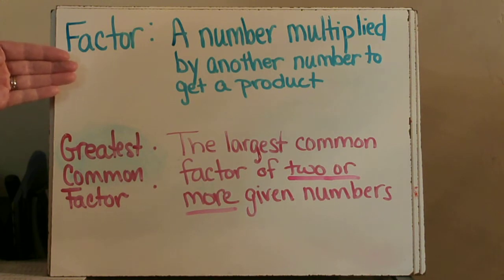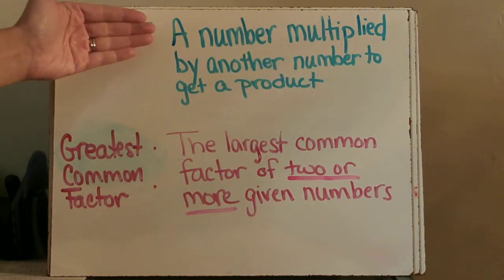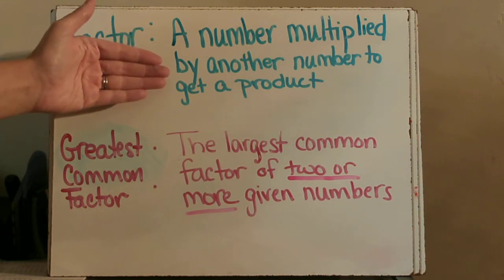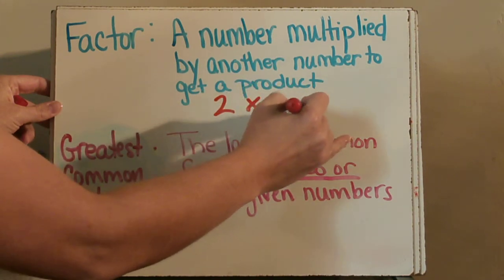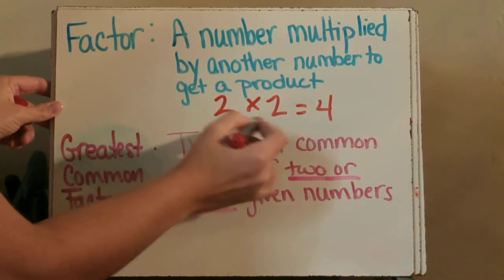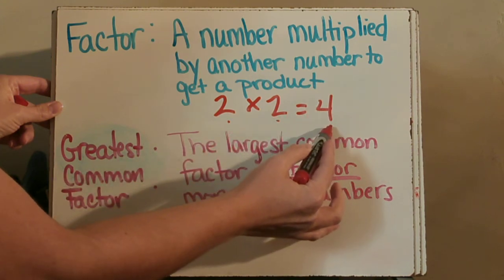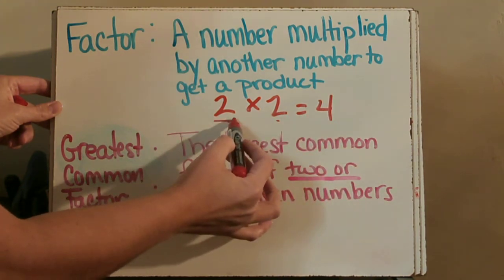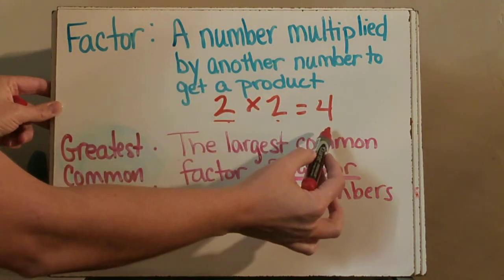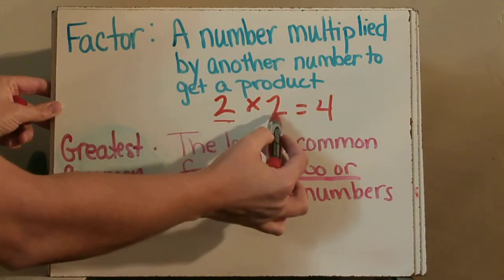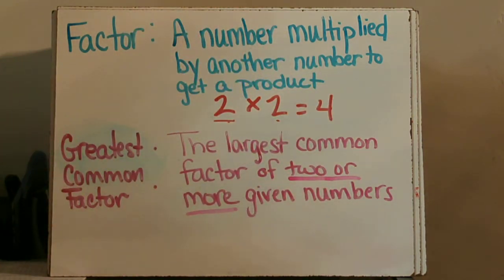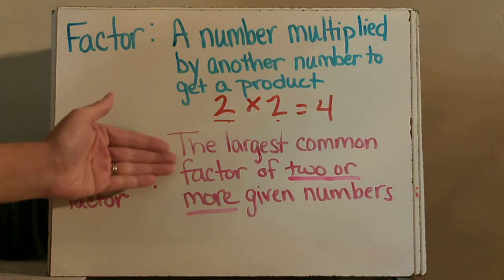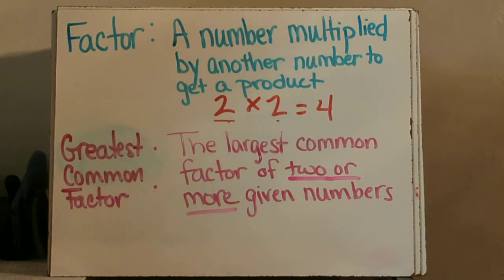So we need to remind ourselves that a factor is a number multiplied by another number to get a product. So for example, 2 times 2 equals 4. Well, 2 was multiplied by 2 to get a product 4. So that means that 2 is a factor of 4 because we multiplied 2 to 2 to get 4. So a factor is a number multiplied by another number to get a product. So the greatest common factor is the largest common factor of 2 or more given numbers.